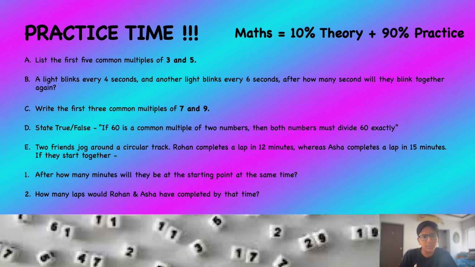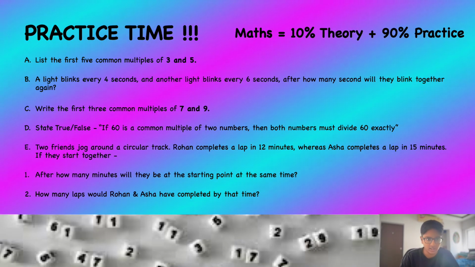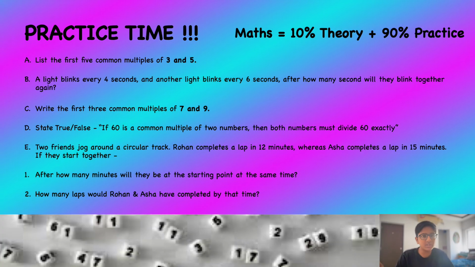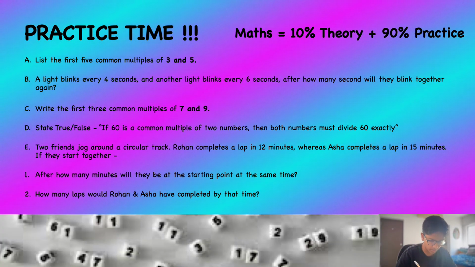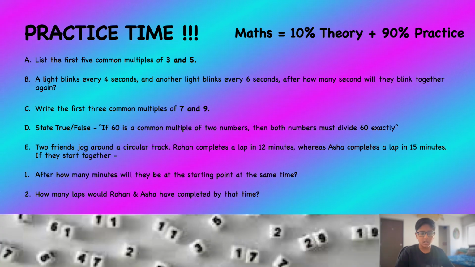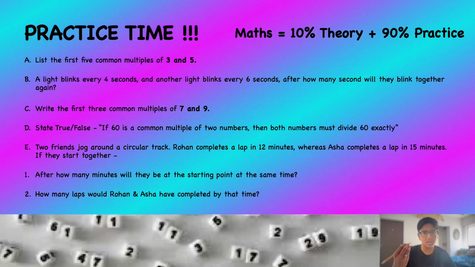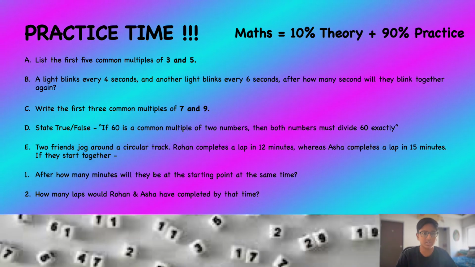Next, a light blinks every 4 seconds and another light blinks every 6 seconds. So after how many seconds will they blink together again? For this we have to find the LCM. So what are the multiples of 4? 4, 8, 12, 16. And for 6: 6, 12, 18. So 12 is common. So both the lights will blink at one time after 12 seconds.